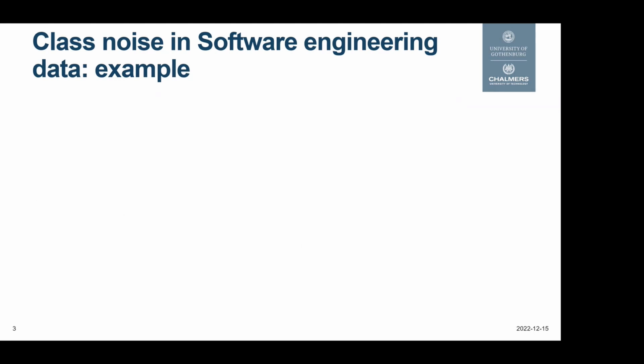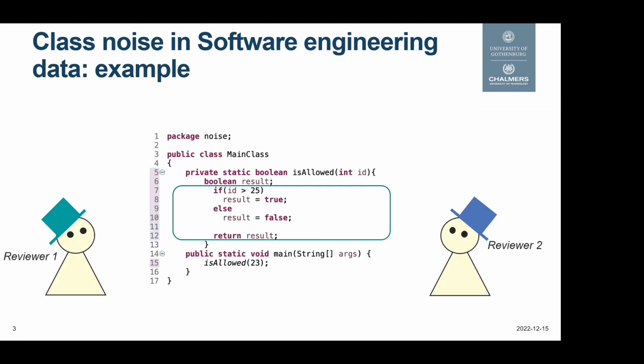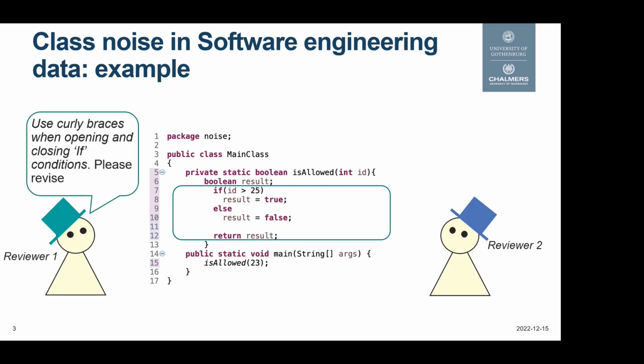But what is class noise? So that's the question first. I define it broadly, but I'll go now into an example from software engineering practice to make it more clear. So if we had a code check-in made by a developer and we have two reviewers looking at this code, and reviewer one thought that this code cannot be merged because there's a stylistic problem in the code, and reviewer two thought that, okay, this code works well and it's ready to be merged.